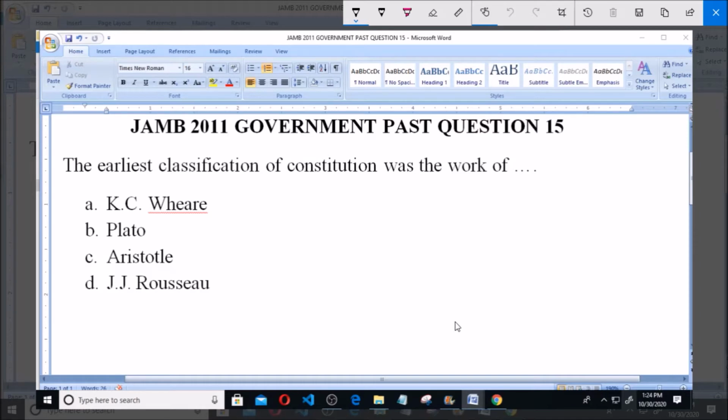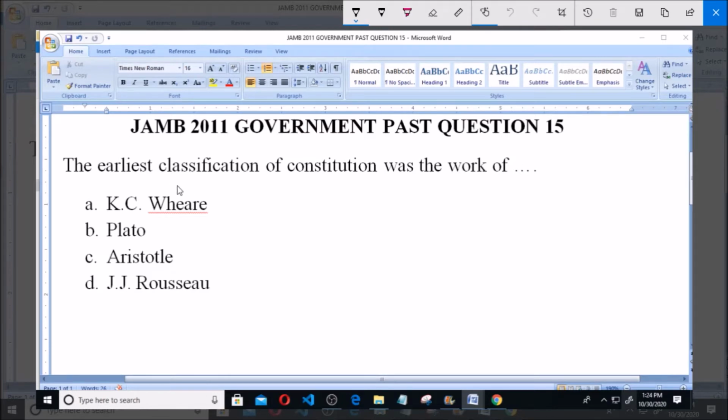Question number 15. Question 15 says the earliest classification of constitution was the work of dash. The earliest classification of constitution was the work of dash.